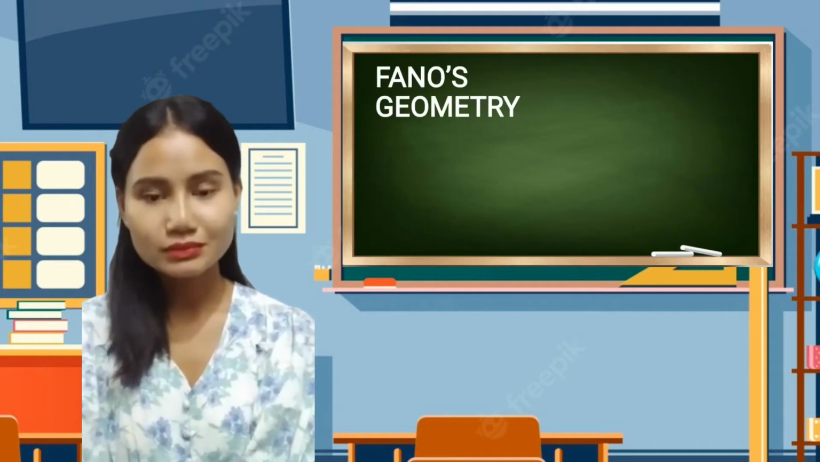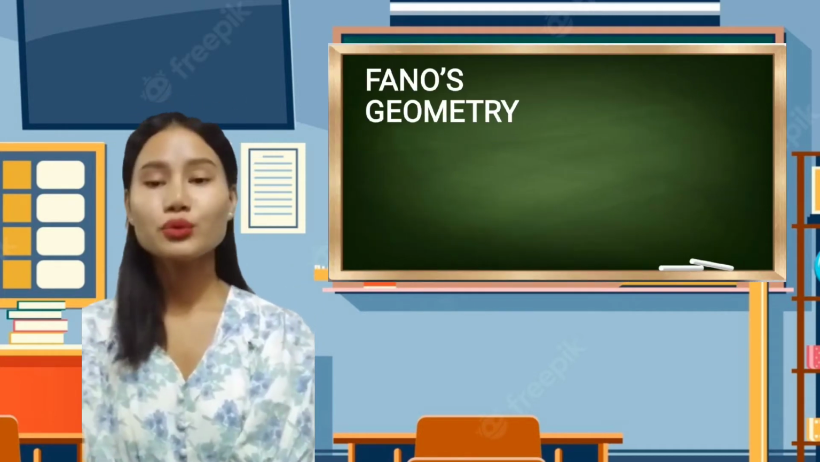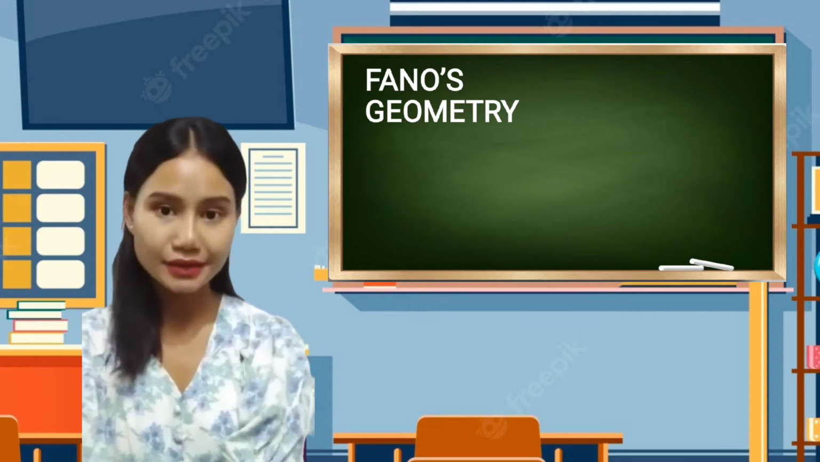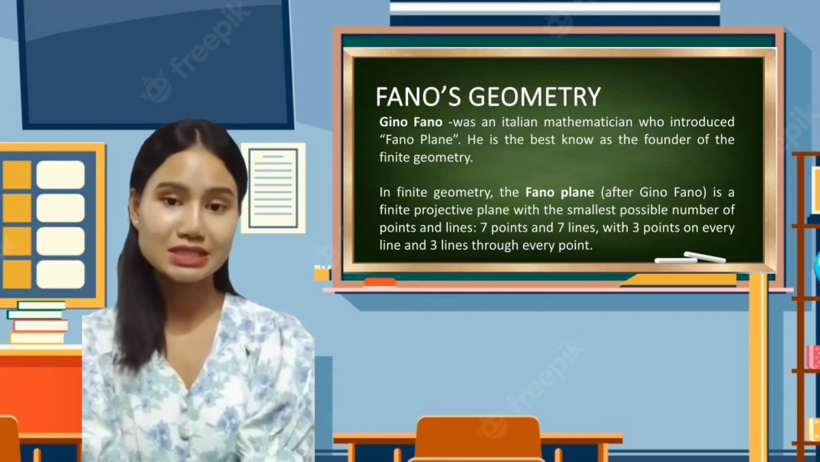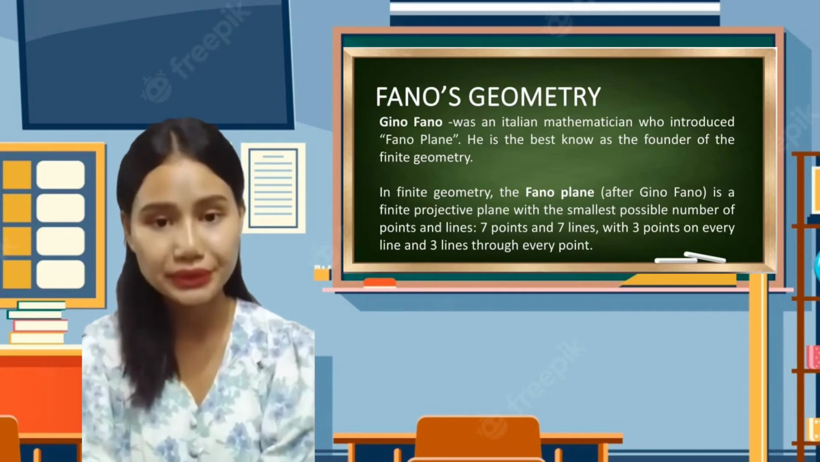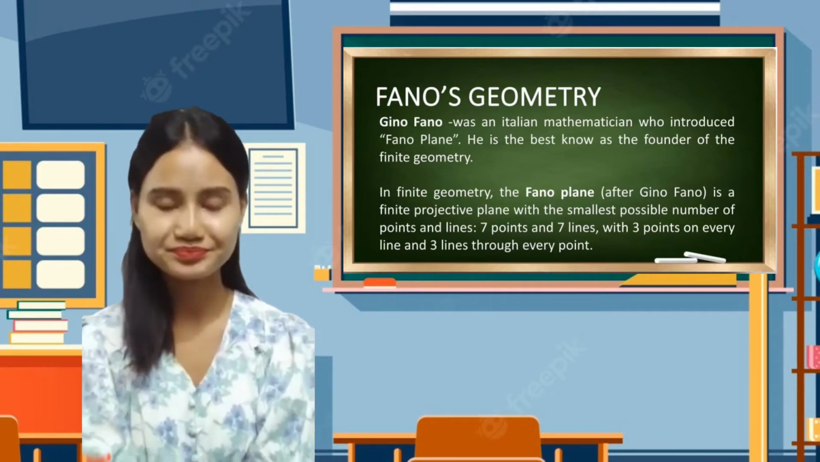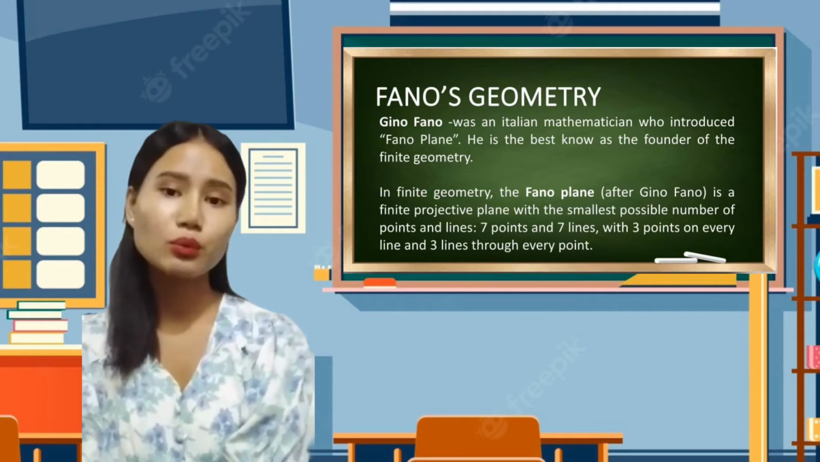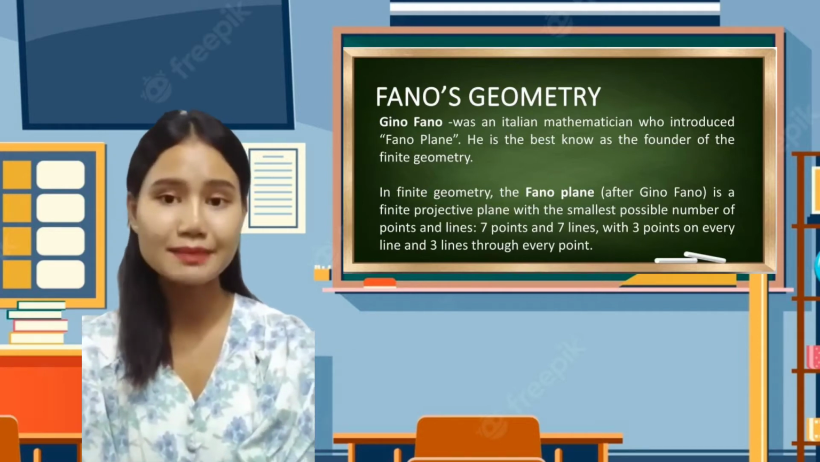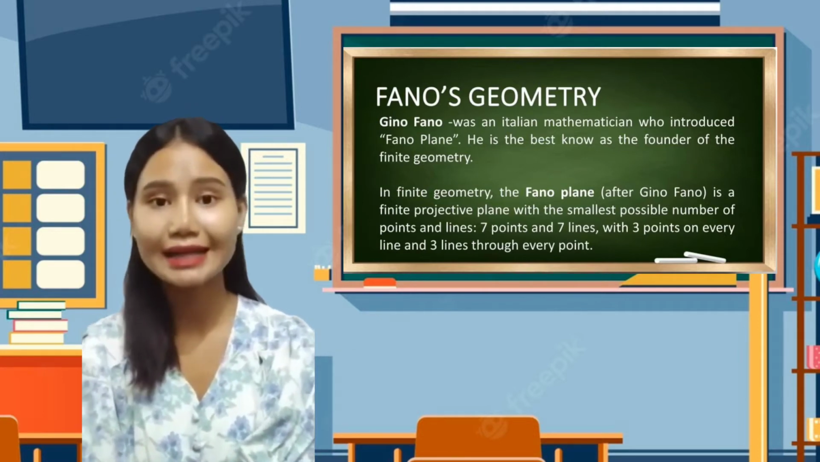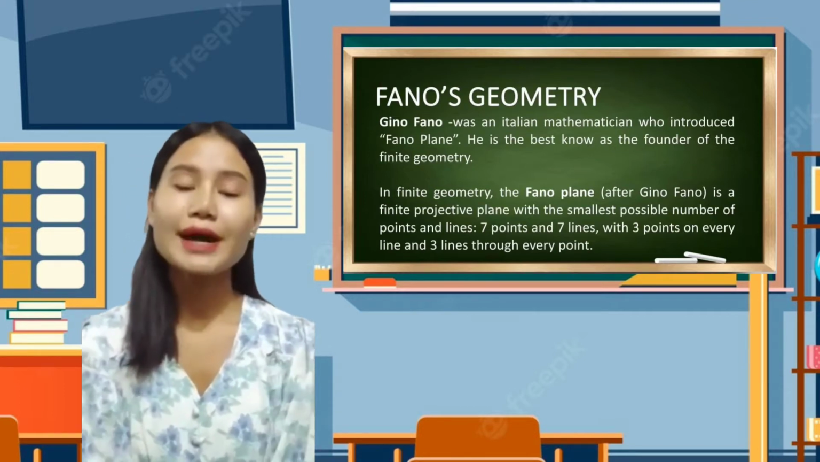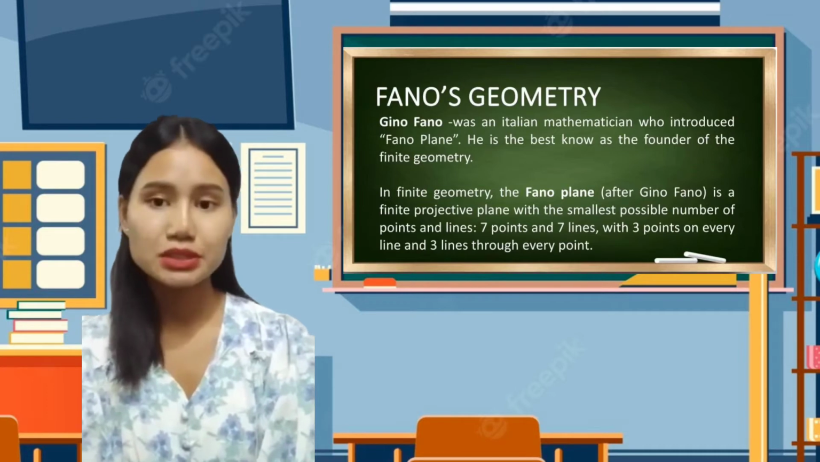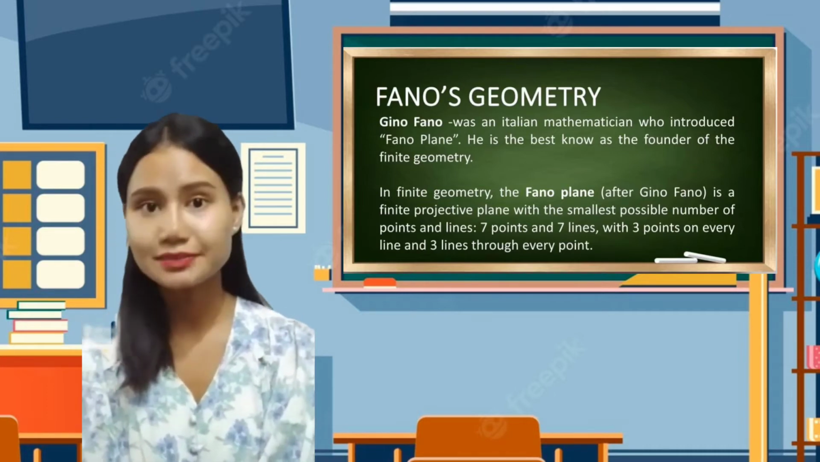First of all, let us all know who Gino Fano is. Gino Fano was an Italian mathematician best known as the founder of finite geometry. He was born to a wealthy Jewish family in Mantua, in Italy, and died in Verona, also in Italy. Fano made various contributions to projective and algebraic geometry.